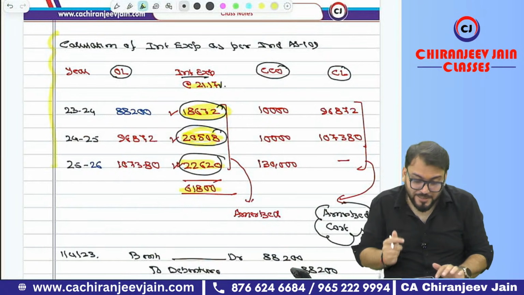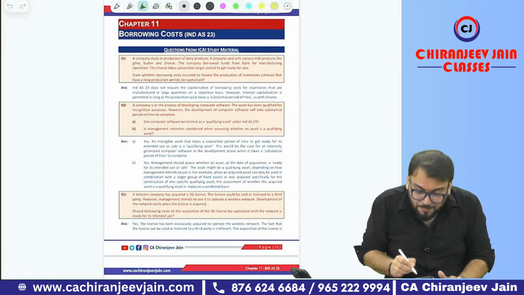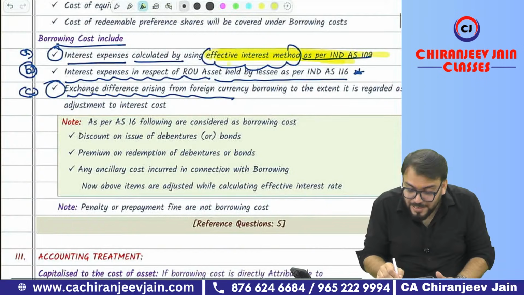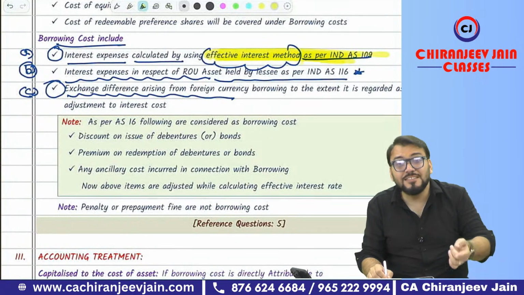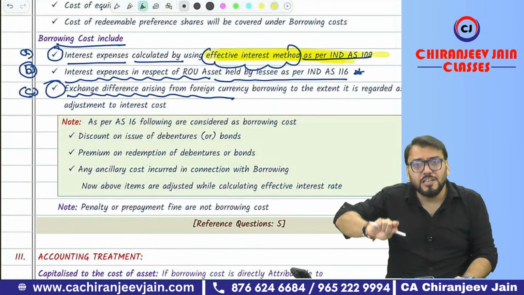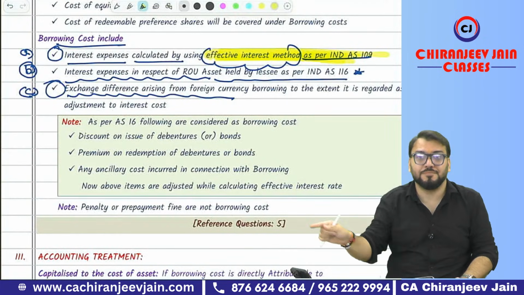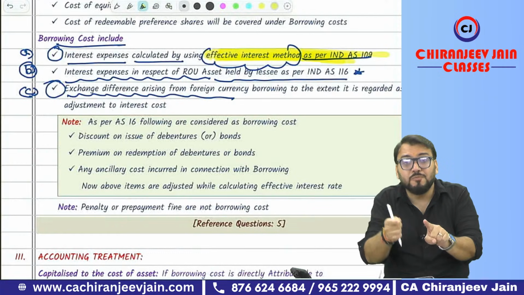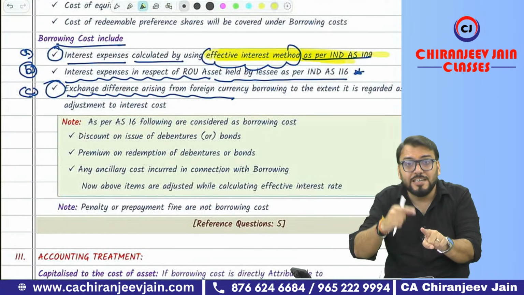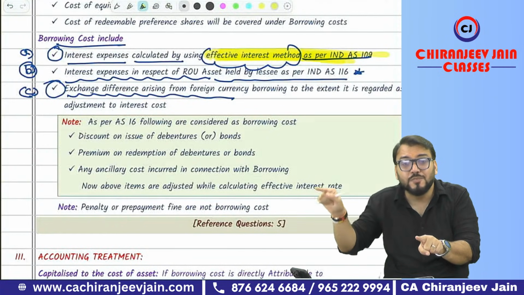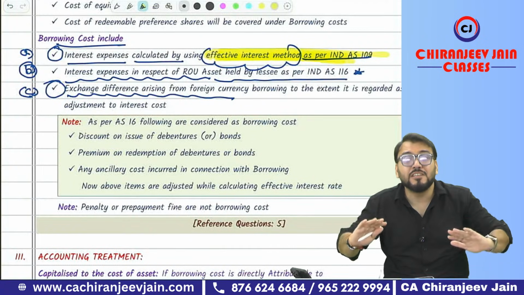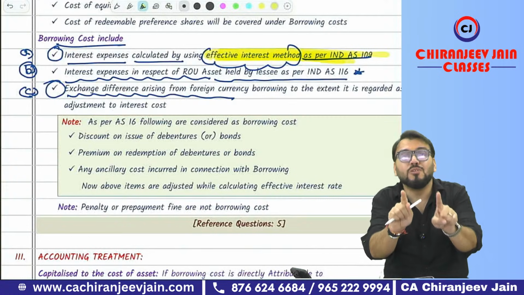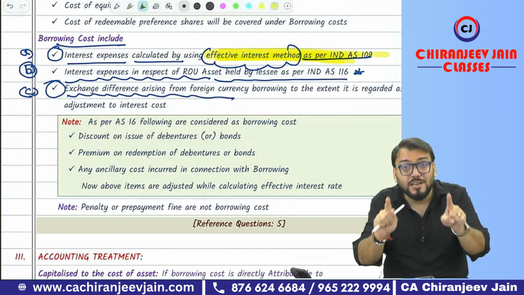Very good, excellent. So can I say, when I say borrowing cost includes interest expense calculated using the effective interest method, that is as per Ind AS 109. This calculation of interest is as per Ind AS 109. It means Ind AS 23 has not given any calculation requirement. We calculate interest expense as per the requirement of Ind AS 109. Ind AS 23 only says what the accounting treatment will be. Ind AS 23 is for accounting treatment, Ind AS 109 is for calculation.